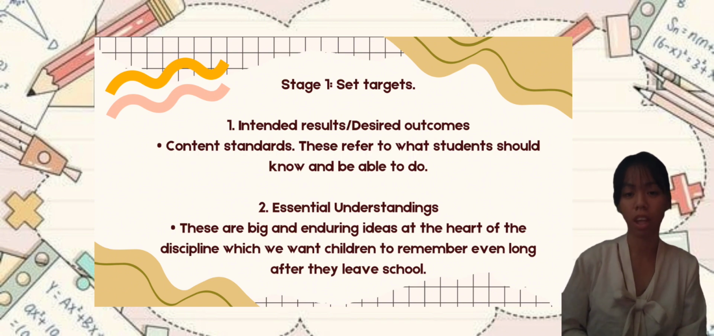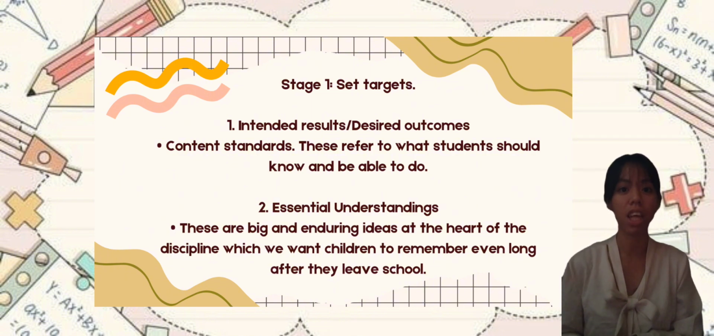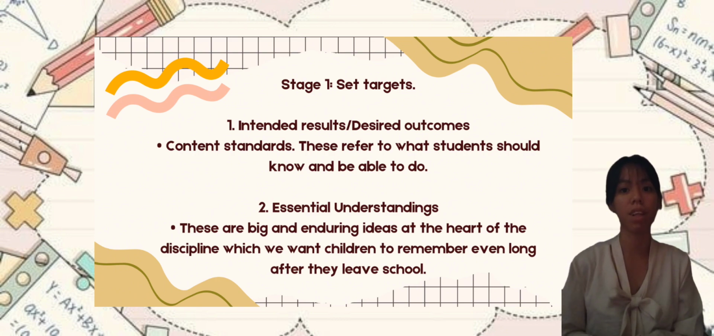For example, in history, an essential understanding could be: conflict and cooperation have shaped societies throughout history. This idea highlights the significant role that conflict and collaboration play in shaping the course of human history. It encourages students to think critically about historical events and their impact on societies.